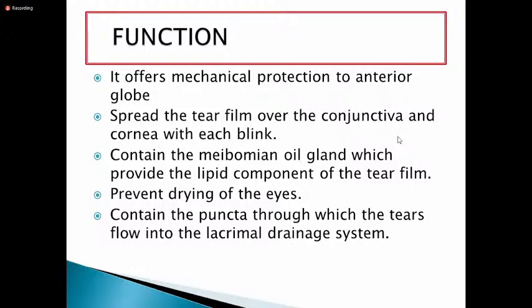And they help in maintaining a tear film over the conjunctiva and the cornea. The conjunctiva and cornea should always be moist. If they dry, then there is a lot of trouble in the eyes. And for that to happen, there is a film of tears which has to stay there between each and every blink.